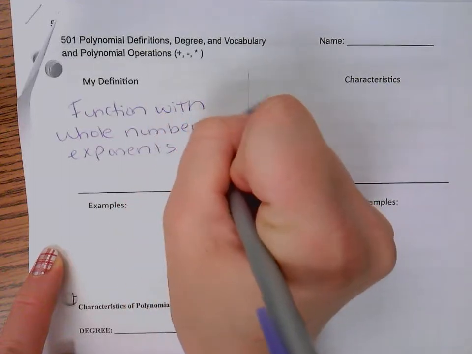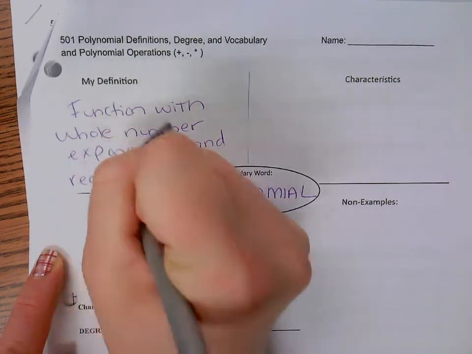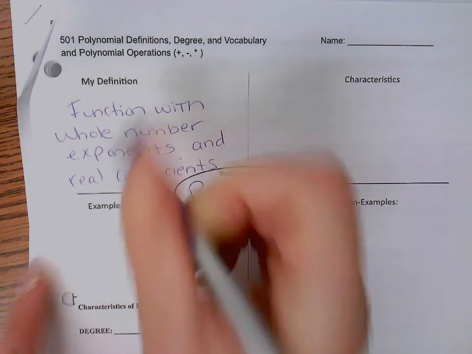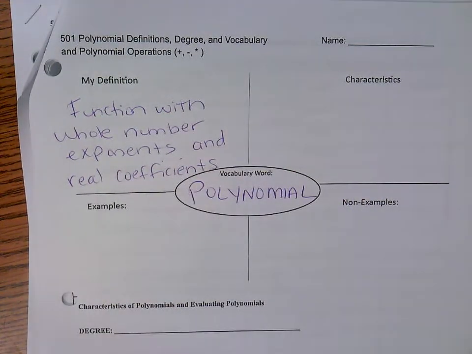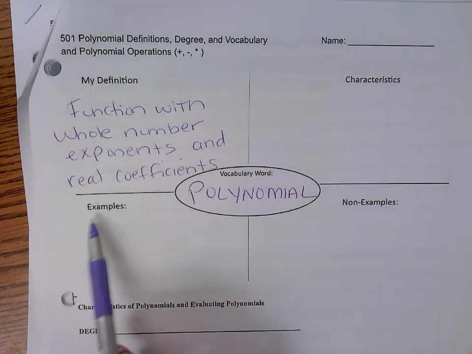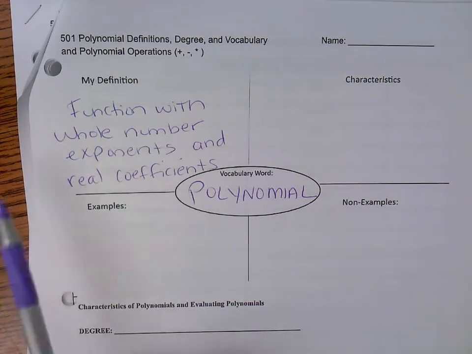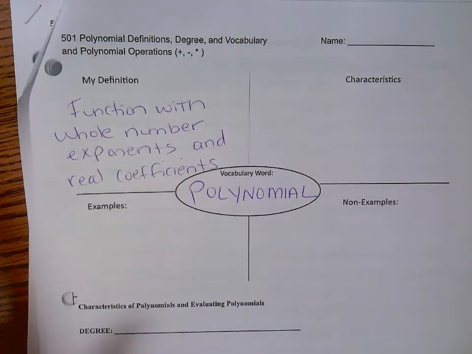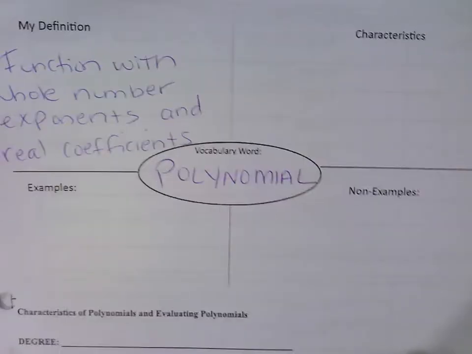and real coefficients. We've only been dealing with real numbers this year, so imaginary numbers are things that you can't do, like square roots of negative numbers. Basically, what I give you is going to be real. But whole number exponents, what does that mean? So let's look at some examples of whole number exponents.